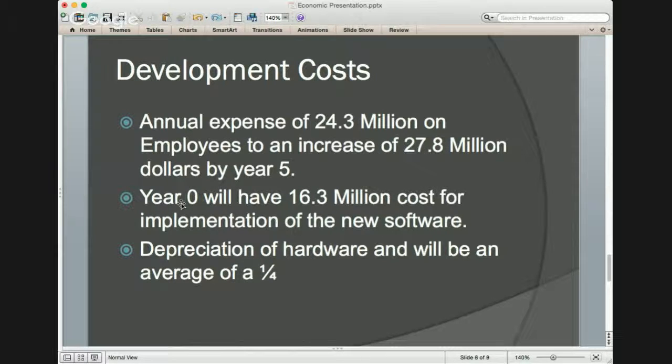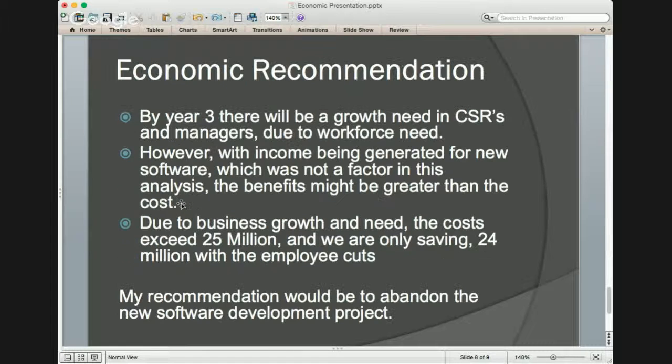Year 0 will have $16.3 million in costs for the implementation of the new software, and the depreciation of hardware will be an average of $250,000 each year. By year 3, we'll have a growth need of CSRs and managers. That's why we added the 10% from year 3, 4, and 5.